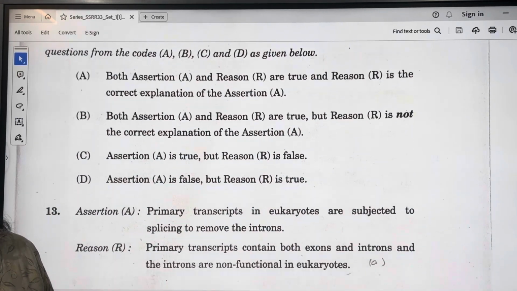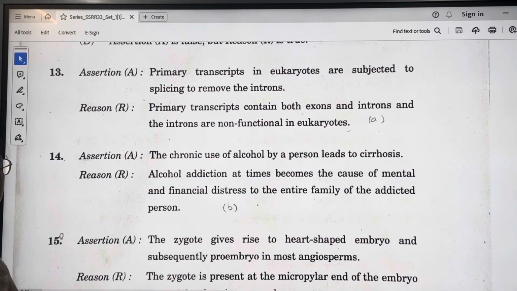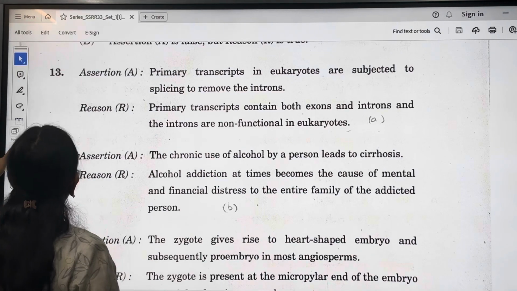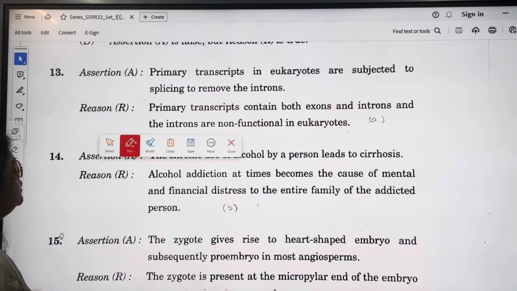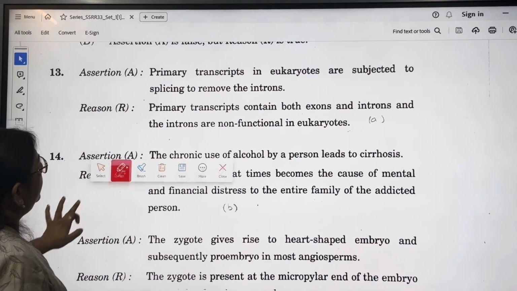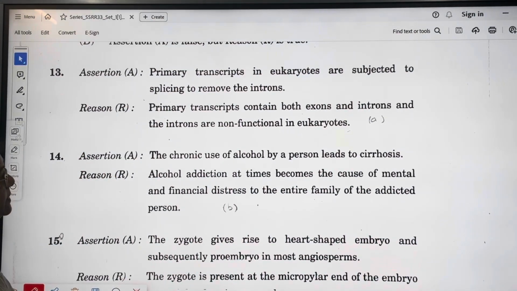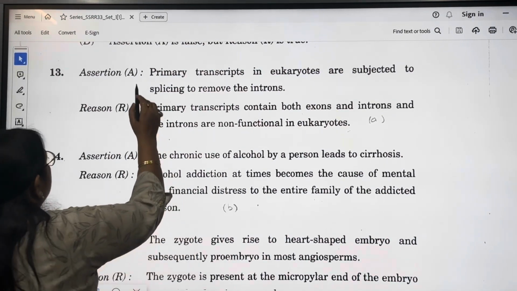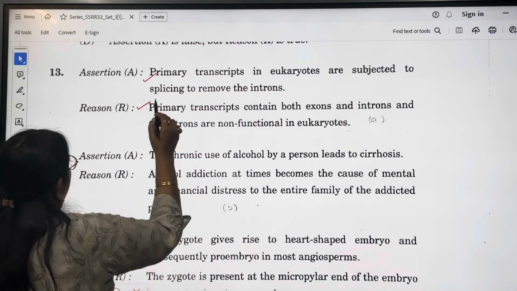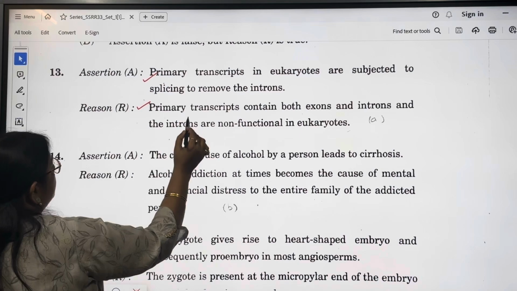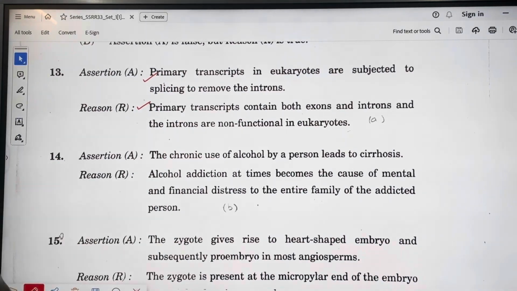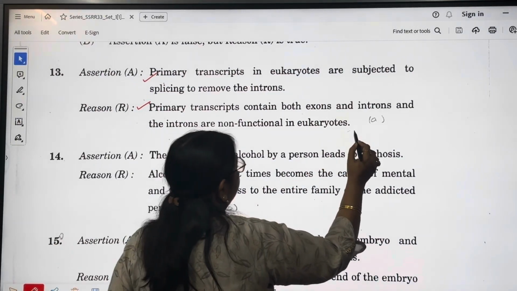Assertion and reason type questions. Primary transcripts in eukaryotes are subjected to splicing to remove the introns. Primary transcripts contain both exons and introns, and the introns are non-functional in eukaryotes. So, both of these statements are correct, and the reason is the explanation of the assertion. So, the answer of this is A.